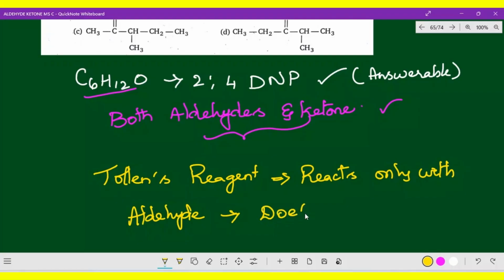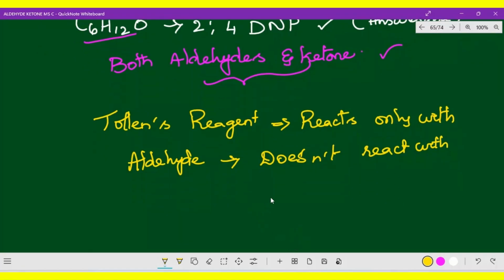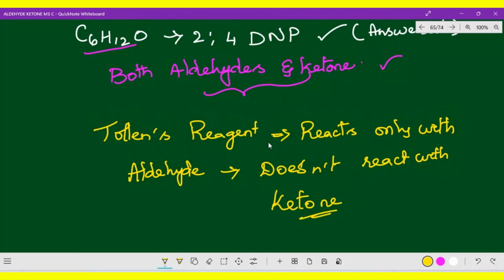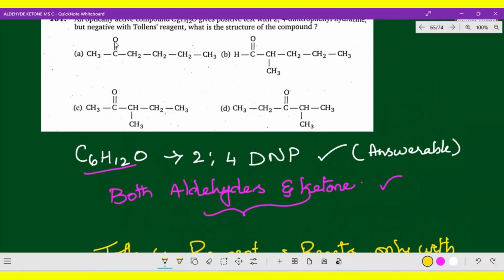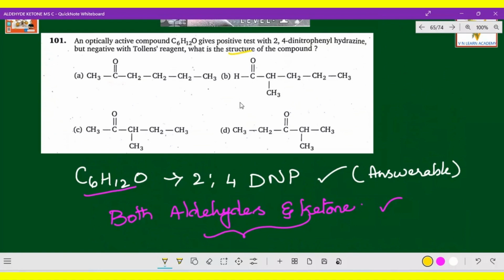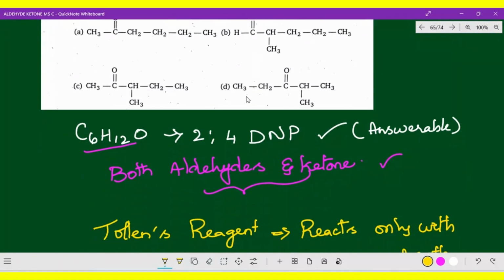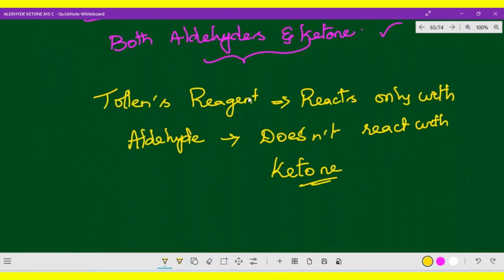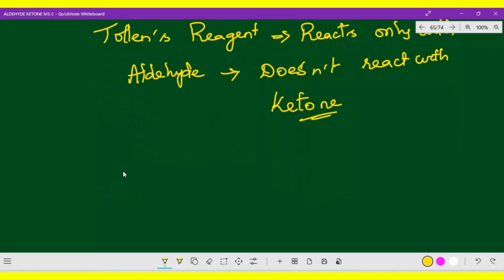So that means the compound might be a keto group only. Negative for Tollens reagent, so the compound might be a keto group. In that keto group also, here actually a methyl keto group, they mentioned very clearly optically active.